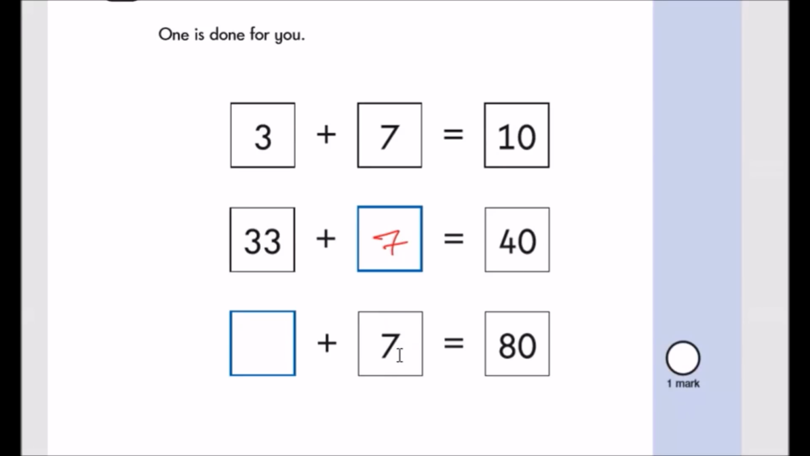And look over here, 7 is done here again. Now they have 8 tens as the answer. So last time they added 3 more tens to 10 to get 40. Now you need to add 7 more tens, so 73, because 73 add 7 gives you 80. Okay, good stuff.